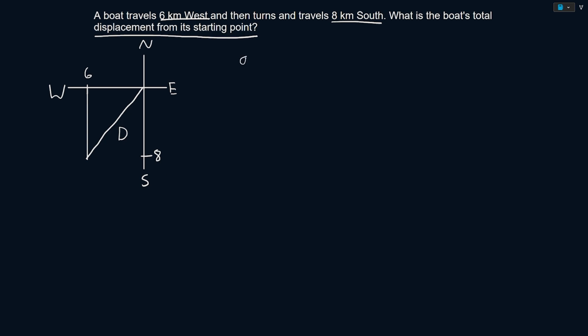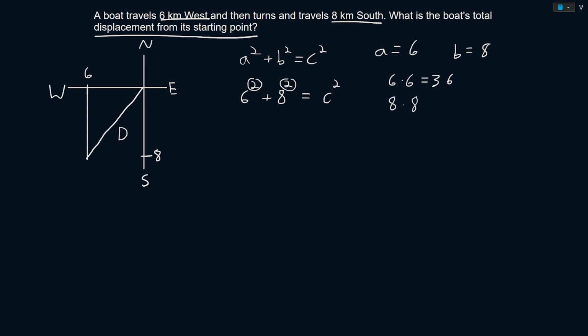In order to find the displacement, we can use Pythagorean's theorem of a squared plus b squared is equal to c squared. A can be equal to our travel west, which is 6 kilometers, and b can be equal to our travel south, which is 8 kilometers. Plugging in, we get 6 squared plus 8 squared is equal to the magnitude of our displacement c squared. 6 squared is equal to 6 times 6, which is 36, and 8 squared is equal to 8 times 8, which is equal to 64. 36 plus 64 is equal to the magnitude of our displacement squared.